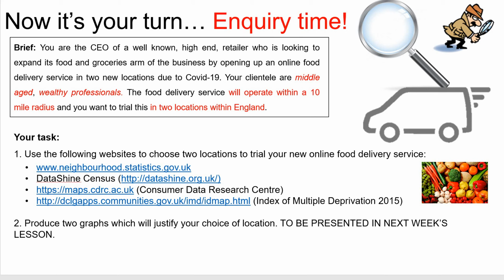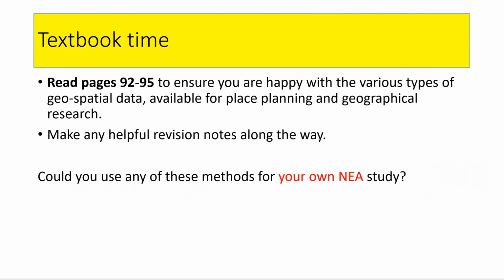So the food delivery service will operate within a 10-mile radius and you want to trial this in 2 different locations with a 10-mile radius around it. So I want you to use the following websites, and I would like you to come up with 2 locations that you would like to branch out and trial your delivery service in. You will present your 2 locations with some data as to why you've chosen those 2, based on the socio-economic attributes and demographics of these 2 areas. Any questions about that, guys, please ping me an email.